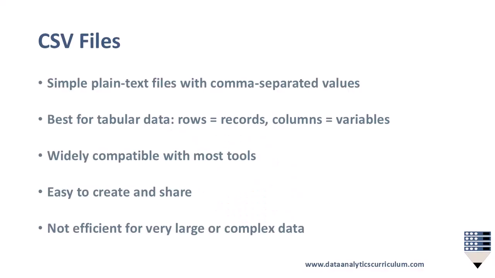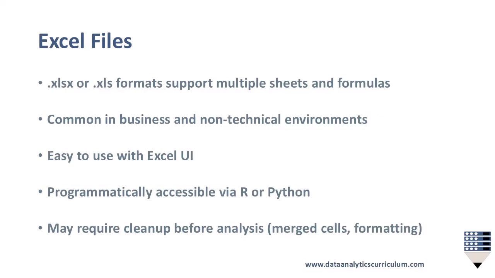CSV files. CSV files are simple, plain text files where values are separated by commas. They are ideal for tabular data, with rows representing records and columns representing variables. CSVs are widely compatible, easy to create and share, but they may not be efficient for very large or complex datasets.